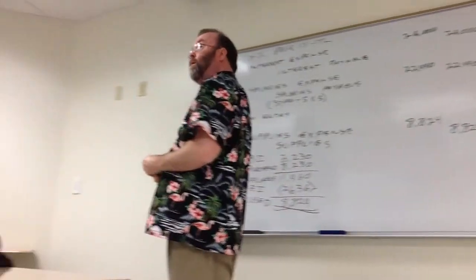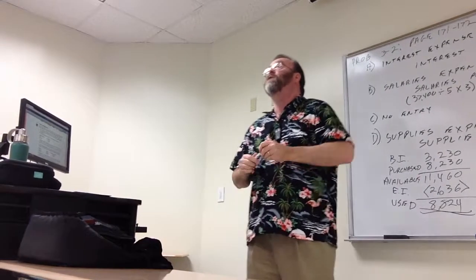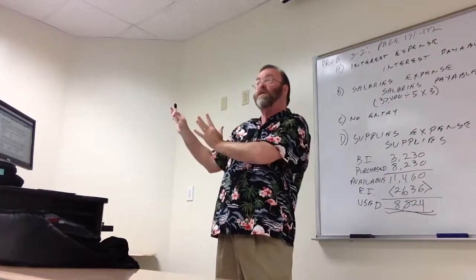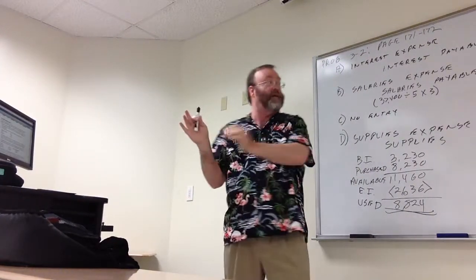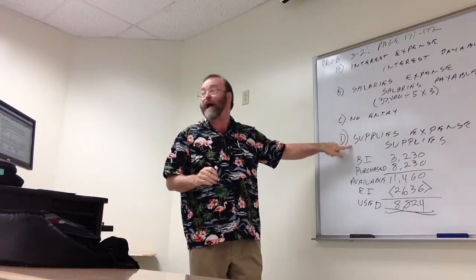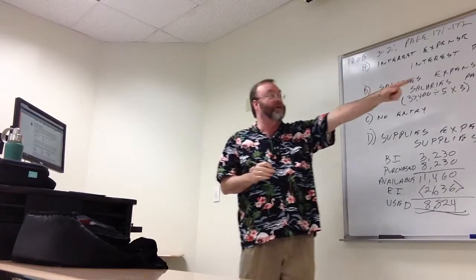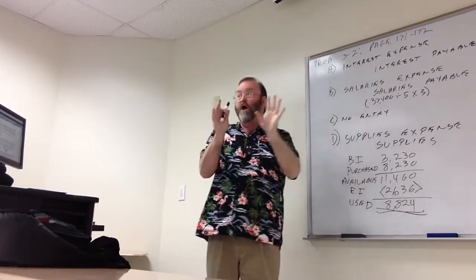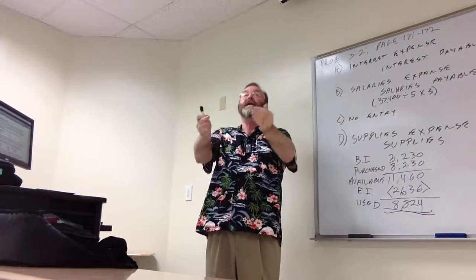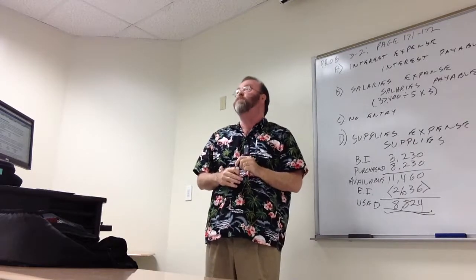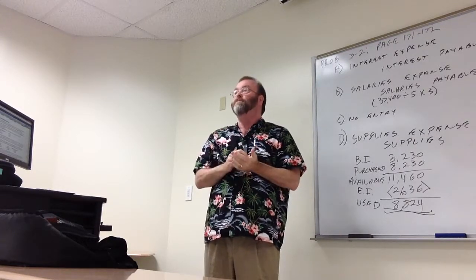Yes, sir. What was the second one again? The second one was a deferred expense. We've already spent the money. The cash has already changed hands. We bought the supplies. We bought the insurance policy, or we bought the building and the equipment. So all of those, cash has changed hands. It's now time to expense a portion of it. Okay?